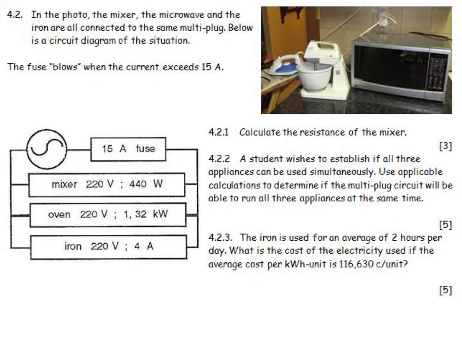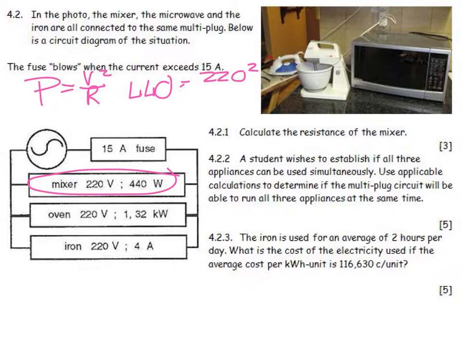So the first thing I'm going to do is I'm going to say power, because I'm given the power of the mixer, 440. I'm given the potential difference of the mixer. So power is equal to V squared over R, and therefore I'm going to say 440 is equal to 220 squared divided by that resistance, and my resistance comes out at 110 ohms.